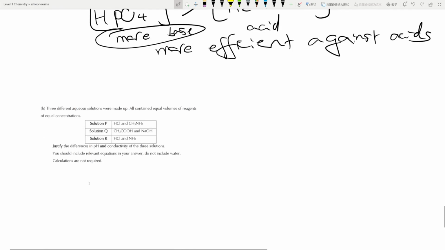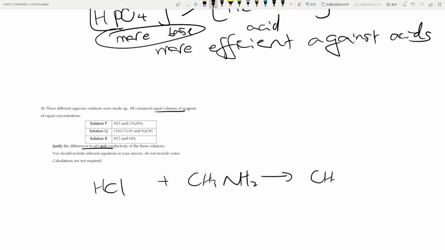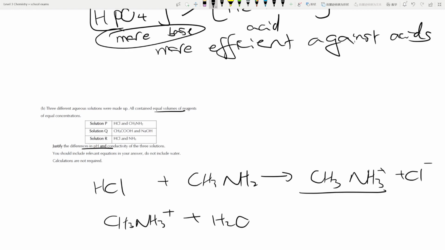Now the last question, this is just a silly question. This makes the paper super long if you didn't notice already. All contain equal volumes of reagent, so justify the difference in pH and conductivity. Now these solutions are all good conductors. Let's just write it down first. HCl plus CH3NH2. This will neutralize into CH3NH3 plus Cl minus, and then your CH3NH3 plus is going to partially dissociate in water to turn into CH3NH2 plus H3O plus. So this is solution P.